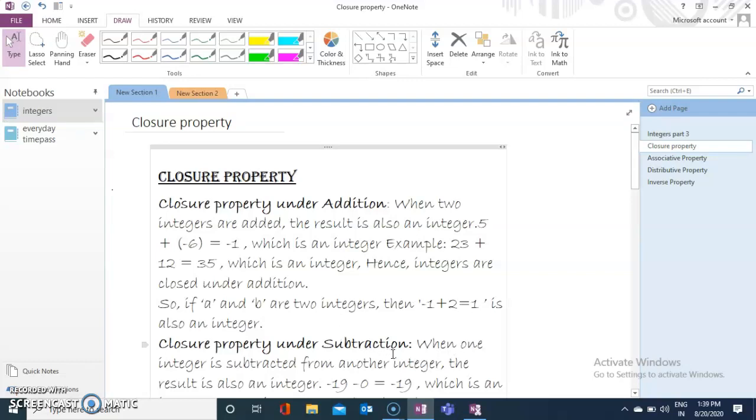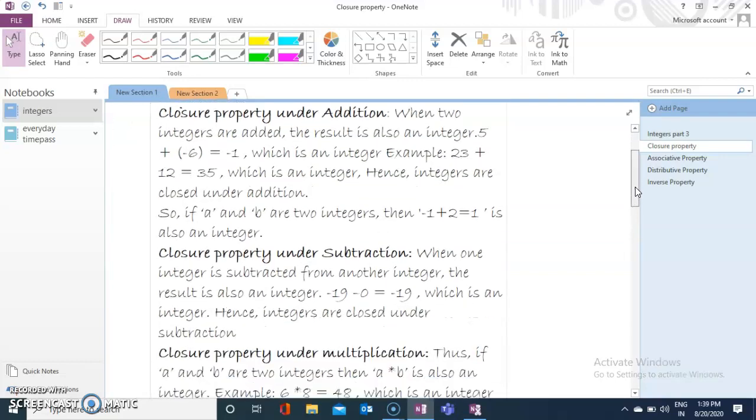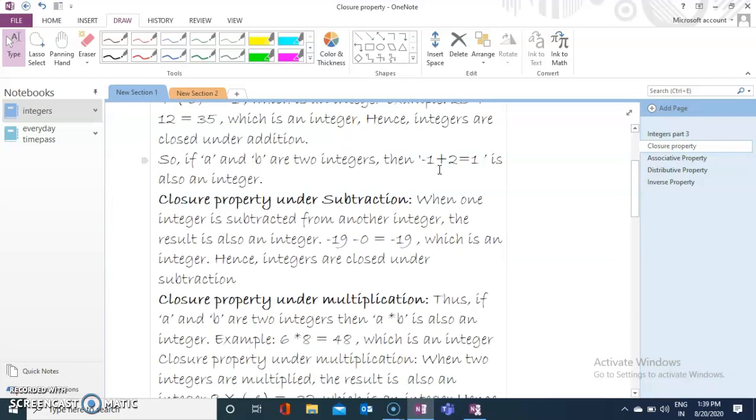Closure property under subtraction. When one integer is subtracted from another integer, the result is also an integer, like minus 19 minus 0. So, minus, we should add: 19 plus 0 is equal to 19. Put the sign of the greater number. 19 is the greater number, it has the minus sign. So hence integers are also closed under subtraction.